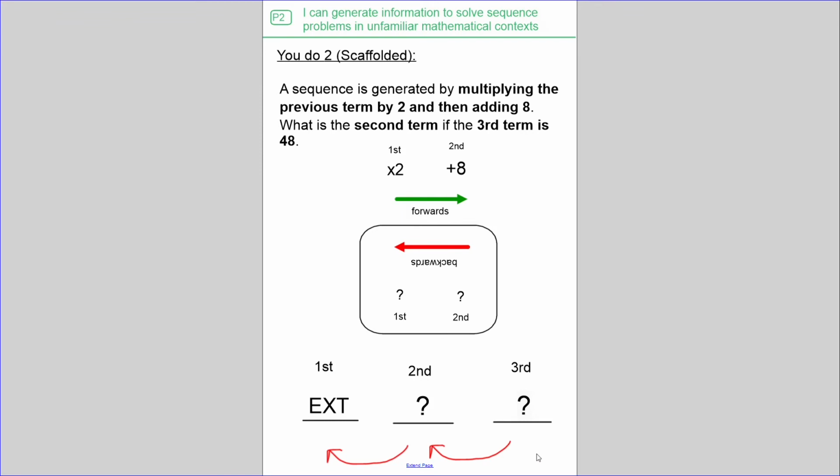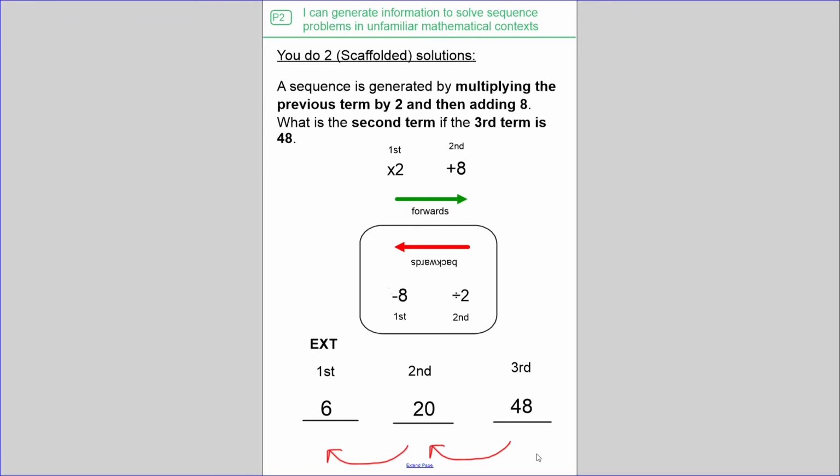Pause the video here. Here's the solutions. Make sure that you self-assess your work. So as you can see, when we're going forwards, we're multiplying by 2, then adding 8. If we're going backwards, we'd expect to subtract 8, then divide by 2. So we're going to be using the backwards rule as we're going backwards in the sequence.